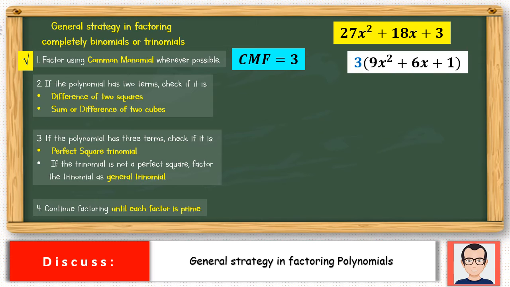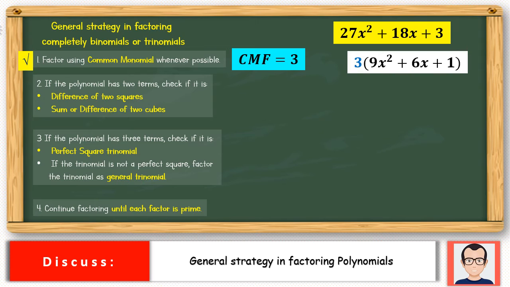The next step is to check the number of terms. Here we have 3 terms. Then we identify if it is a perfect square. By checking on the rule, which is the first and last term must be a perfect square, and the middle is equal to twice the square root of the first and last term, we can conclude that it is a perfect square trinomial. We solve for the square roots of the first and last terms.